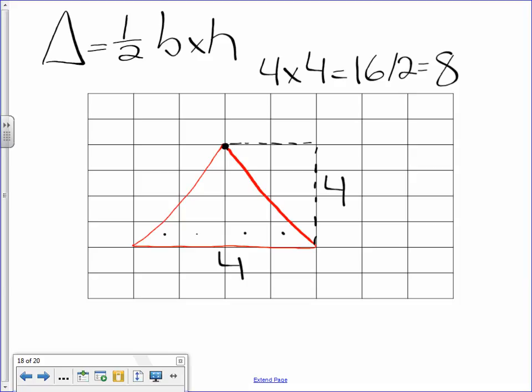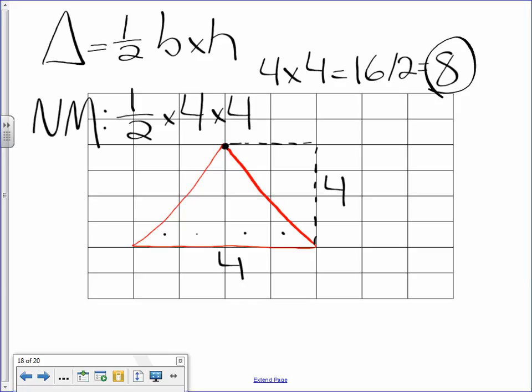Here's what I want you to put down. Number model. You're going to put down 1/2 times 4 times 4. Everyone see that's not that difficult. That's nothing different than what we've been working on. All you're doing is taking the numbers and writing it out. You want the 1/2 of 4 times 4. So you have 16. You want 1/2 of that. 8 was our area over here. So nothing's changed at all. Just asking for the number model.